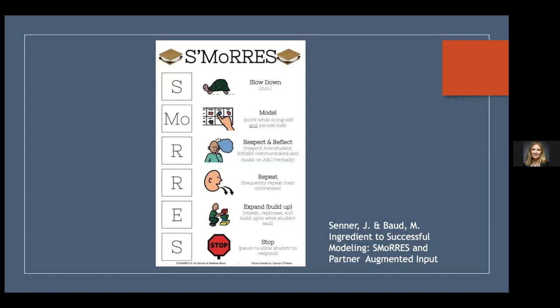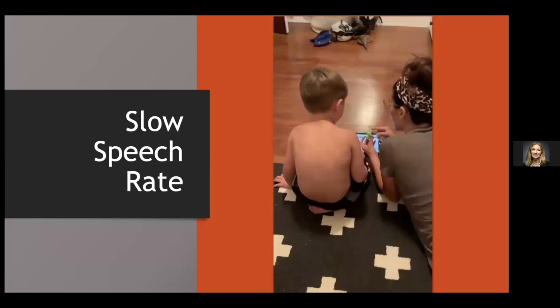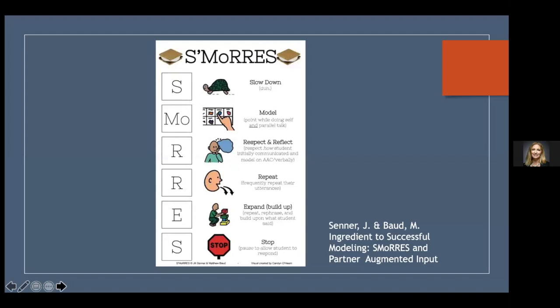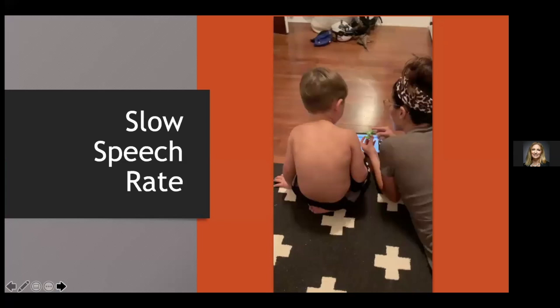So we'll start with that. Let's go with slow. One thing that we forgot to mention though, Jack, is that it is the evidence-based way to teach AAC. I don't think that we said that. So the aided language input, and then s'mores breaks that down. So here we go with the slow rate of speech.